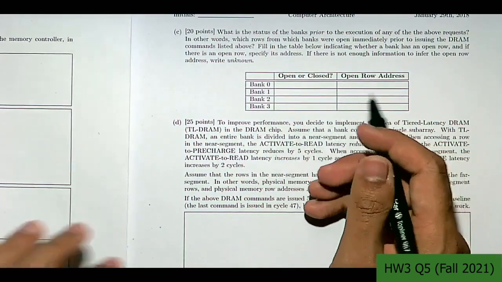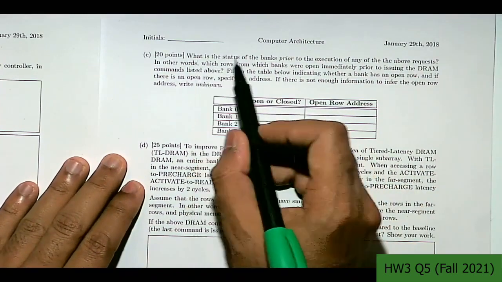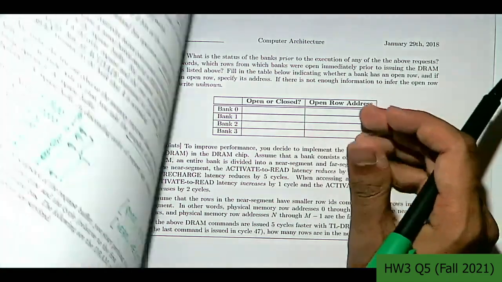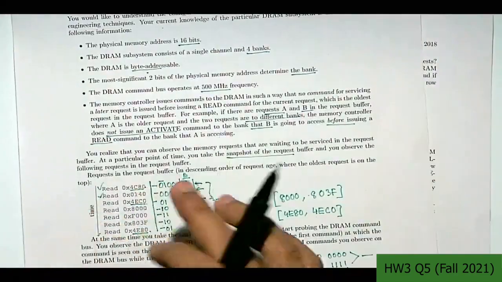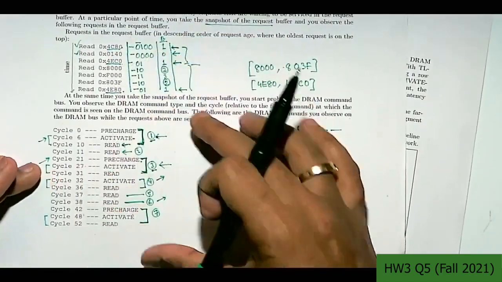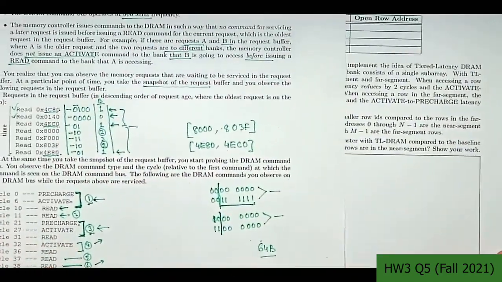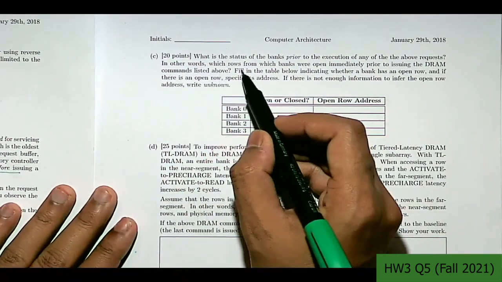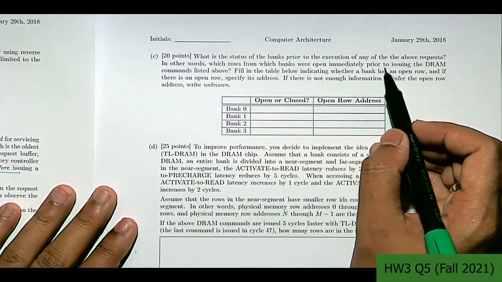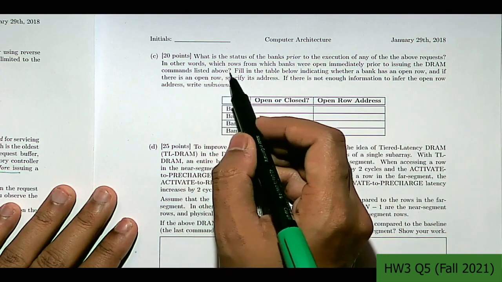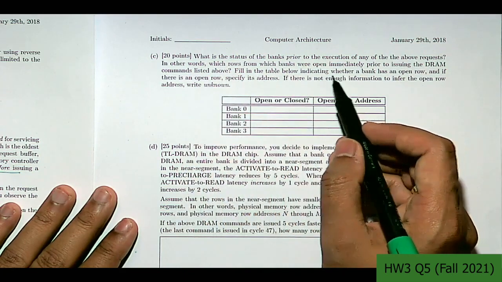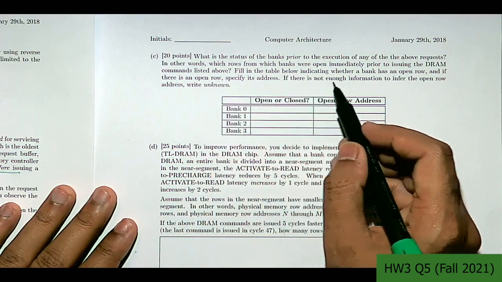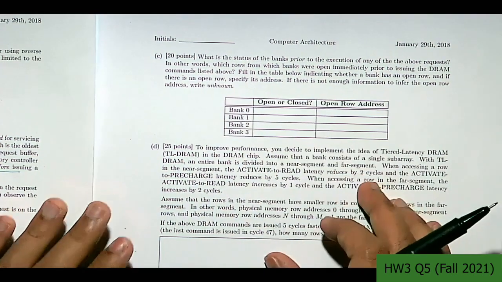Let's read the question. What is the status of the bank prior to the execution of any of the above requests? These are the request sequence. Before this request sequence even happened to the DRAM, what is the state of the DRAM? In other words, which rows from which banks were open immediately prior to issuing the DRAM commands listed above? Fill in the table indicating whether the bank has an open row. If there is an open row, specify its address. If there is not enough information, simply say unknown.